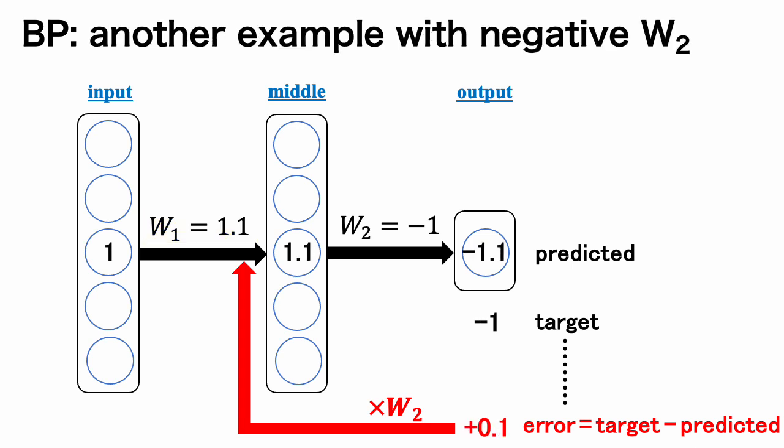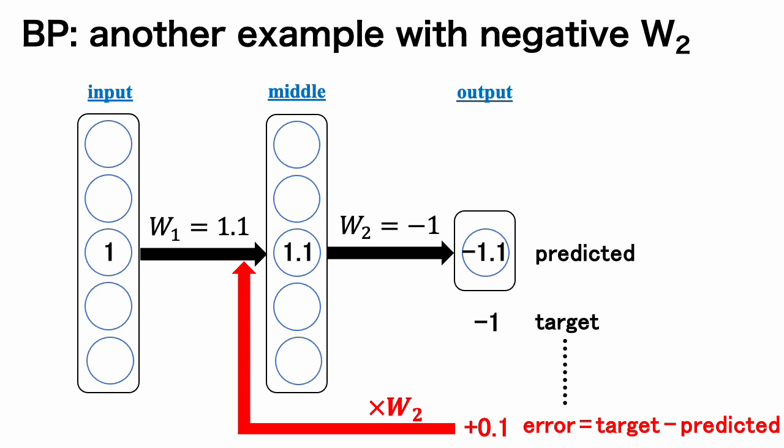The situation becomes more complex when W2 is negative because multiplying by W2 reverses the sign. Whether to increase W1 or not matters. In this second example, we need to add negated error to W1 actually. In other words, we need to multiply error by W2 before we add.